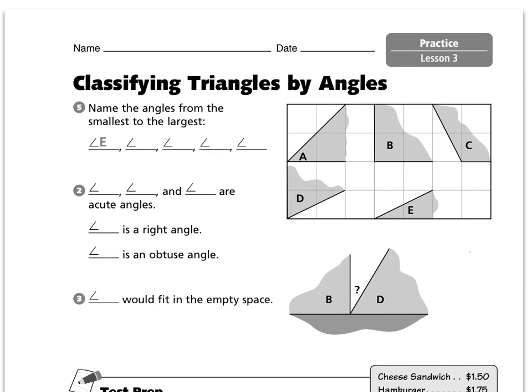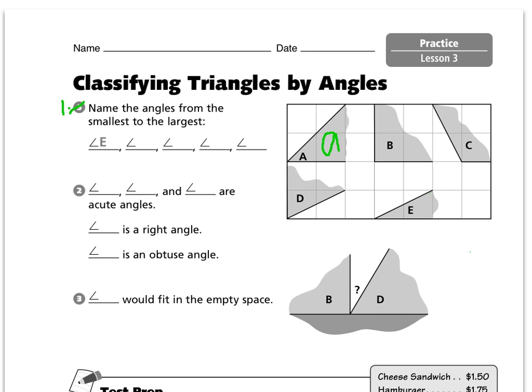Let's look at Chapter 4, Lesson 3, Practice, Classifying Triangles by Angles. Number 1 says, name the angles from the smallest to the largest. So I'm going to go ahead and classify these as either being acute, right, or obtuse angles. Remember, acute are less than 90 degrees, obtuse are more than 90 degrees, and right angles are exactly 90 degrees.